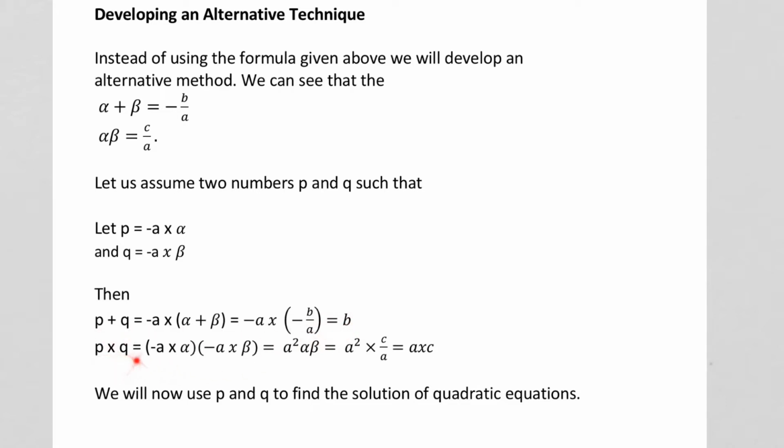P into q is equal to minus a into alpha, which is this quantity p, and minus a into beta, which is this quantity q. So their product becomes a square into alpha into beta, which is equal to a square into c by a, which is equal to a into c. We will now use p and q to find the solution of the quadratic equation.